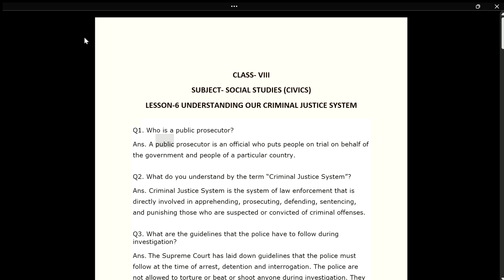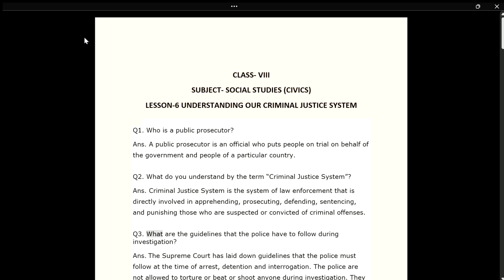Ans. A public prosecutor is an official who puts people on trial on behalf of the government and people of a particular country. Q2. What do you understand by the term criminal justice system? Ans. Criminal justice system is the system of law enforcement that is directly involved in apprehending, prosecuting, defending, sentencing, and punishing those who are suspected or convicted of criminal offenses.